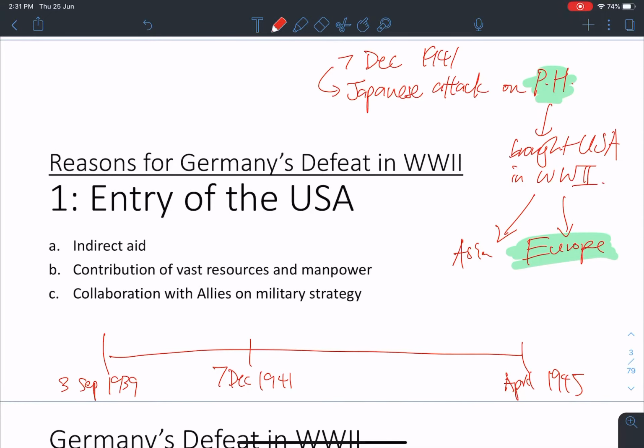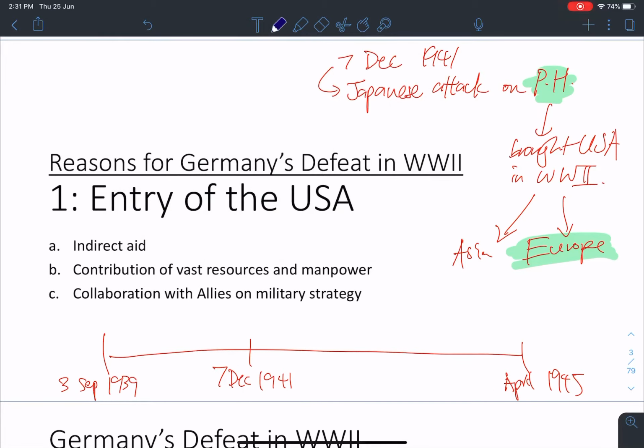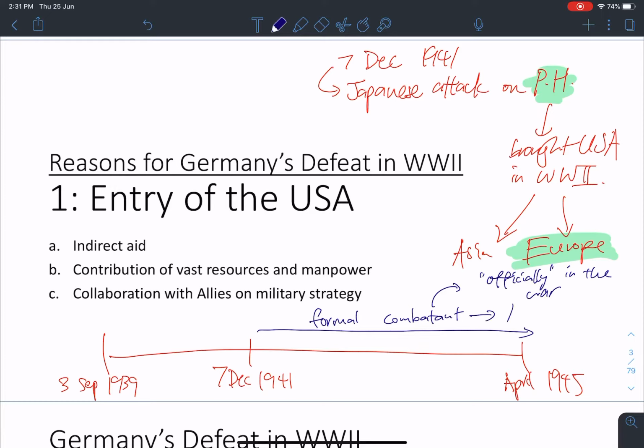It is not that the USA is not contributing, okay? From here on, the USA is a formal combatant. What does it mean? It means that they are so-called officially in the war. It means that they are sending troops to fight.